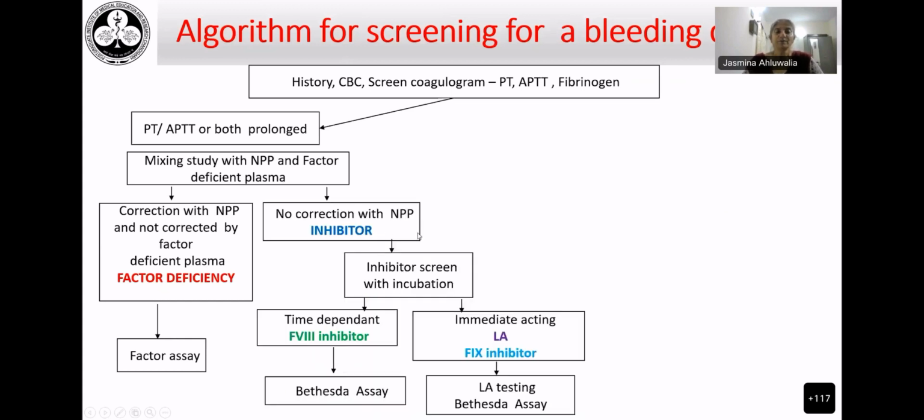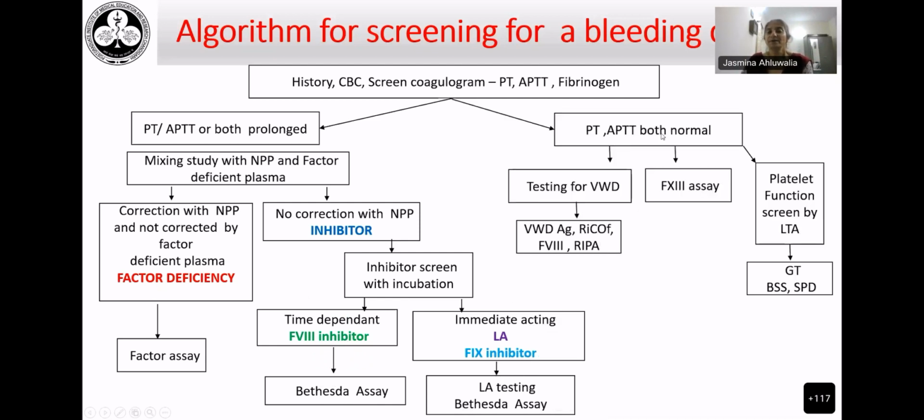If we do not get correction with normal pooled plasma, we're looking at an inhibitor. Then we do an inhibitor screen with incubation. If it is an immediate acting inhibitor, it's likely to be lupus anticoagulant or a factor 9 inhibitor. In that case, we should do testing for lupus anticoagulant and a factor 9 Bethesda assay for factor 9 inhibitor. But if it's time dependent, then it's likely to be a factor 8 inhibitor, which we can assay by the Bethesda assay for factor 8.